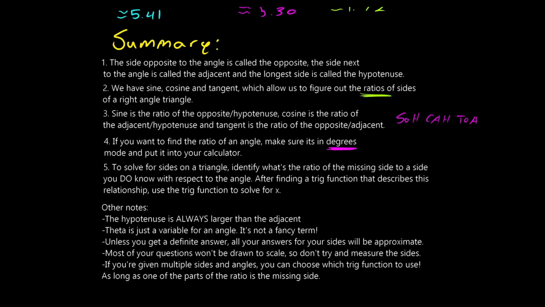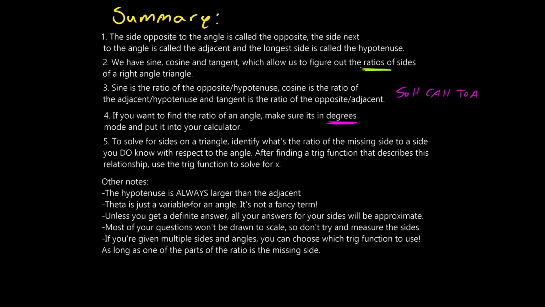Alright, some other notes. The hypotenuse is always bigger than the adjacent. Always. Don't mix them up. Always remember that the hypotenuse is bigger. Now, theta is a variable for an angle. It's not a fancy term. If you think theta, it is really similar to x. It's just a variable. Now, unless you get a definite answer, all your answers will be approximate. So use that squiggly line thing. Don't use the equal sign unless it is an exact answer.